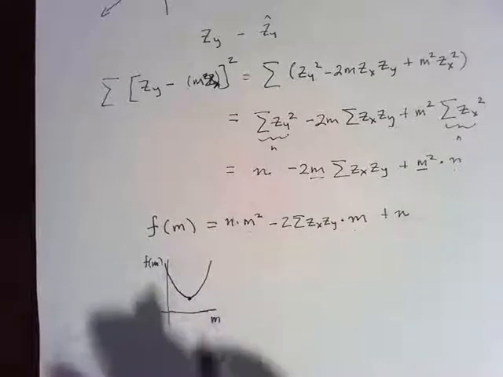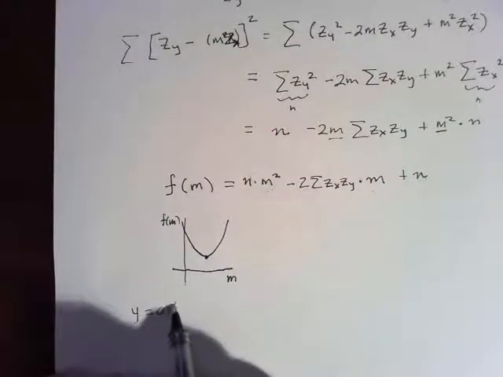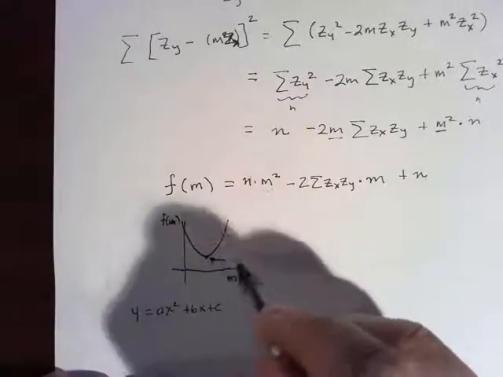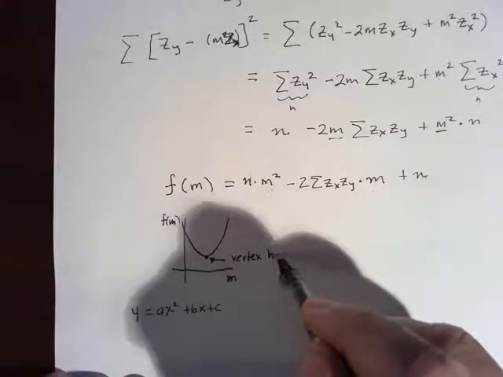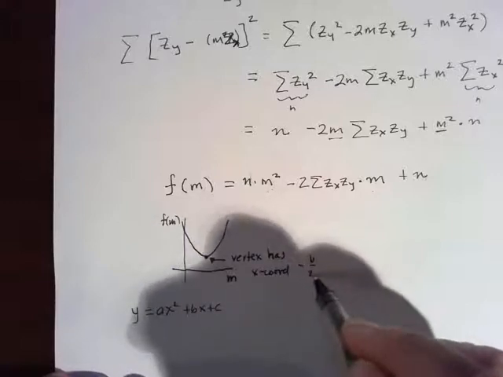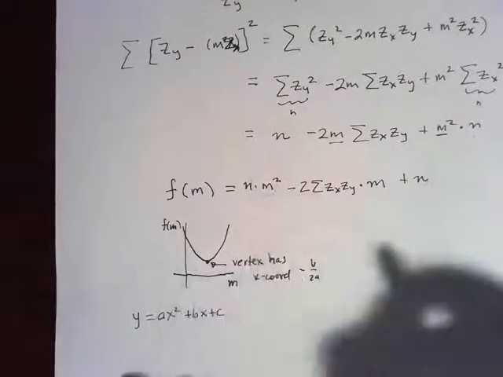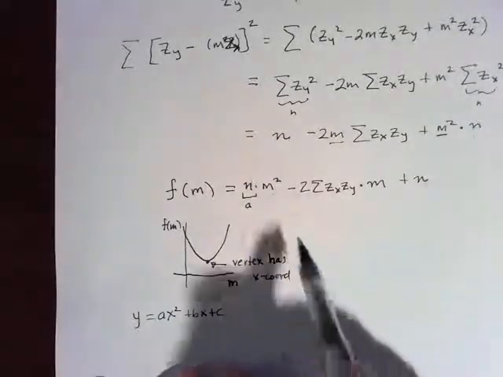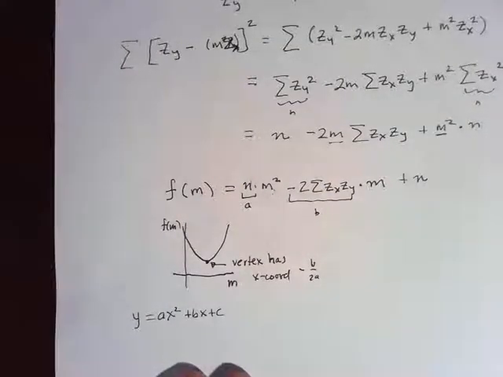And if you remember your precalculus, if I have a parabola y equals ax squared plus bx plus c, this vertex right here, the vertex has x coordinate minus b over 2a. So well, what are b and a in this context? Well, a is my coefficient of m squared, and b is my coefficient of m.